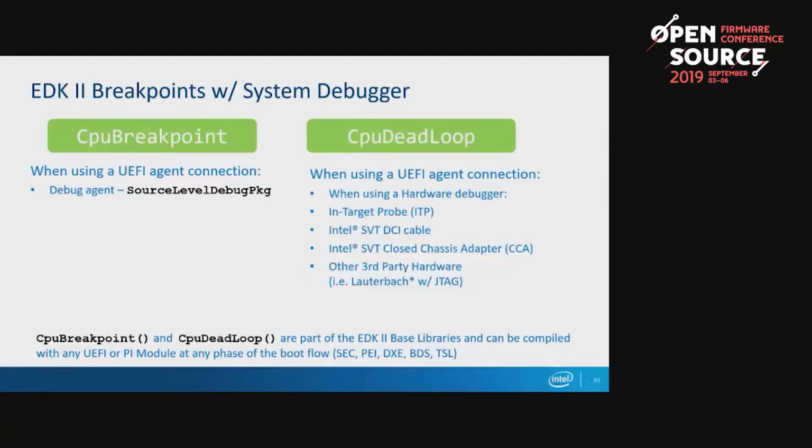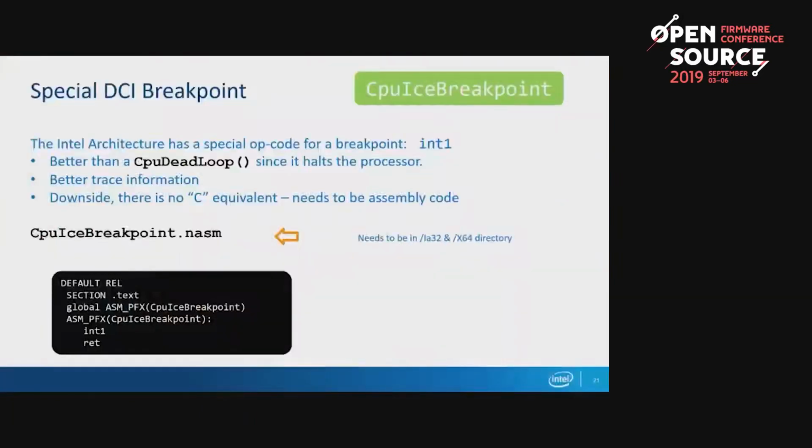So there is a better way, a special DCI breakpoint, something called an ICE breakpoint. It's an Intel architecture opcode called INT1. So it'll halt the processor, and you'll have the correct trace information that you expect, and then you can just step over it.